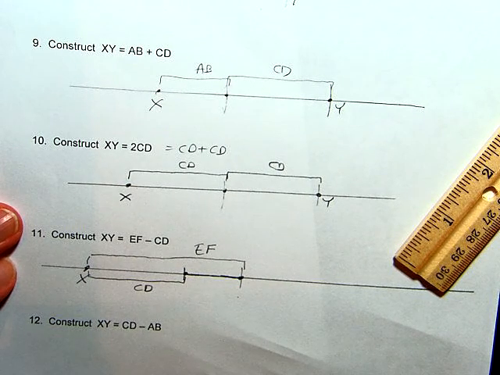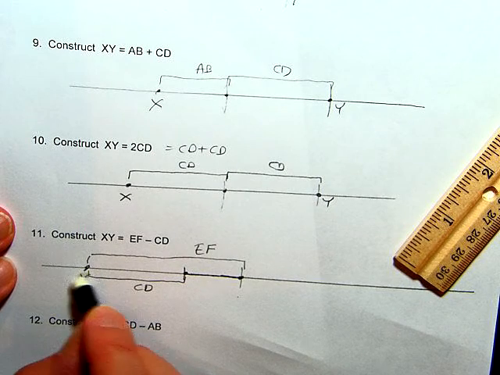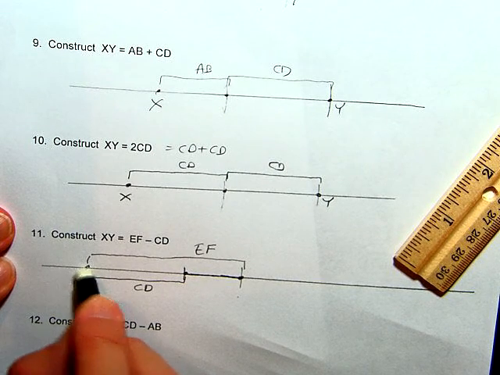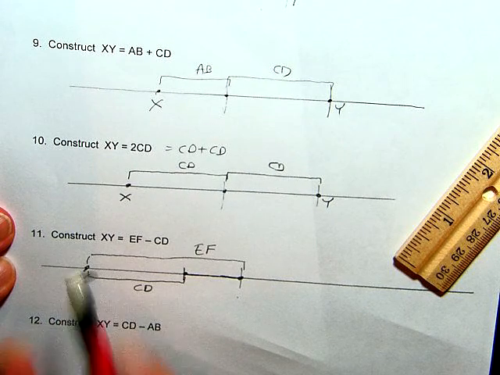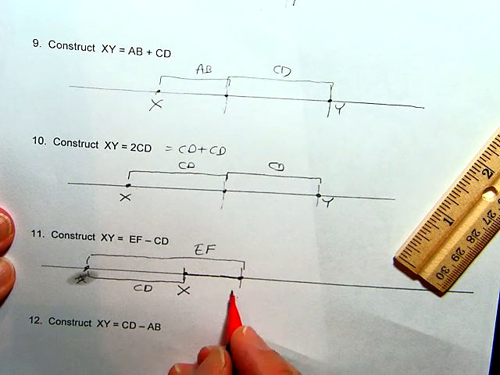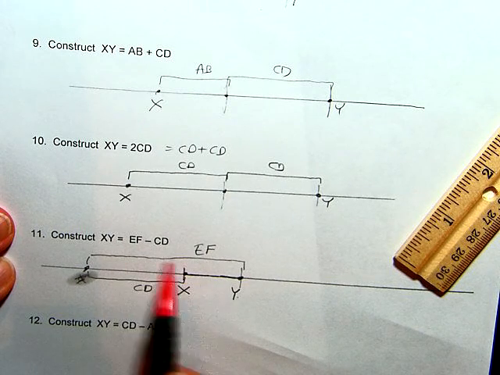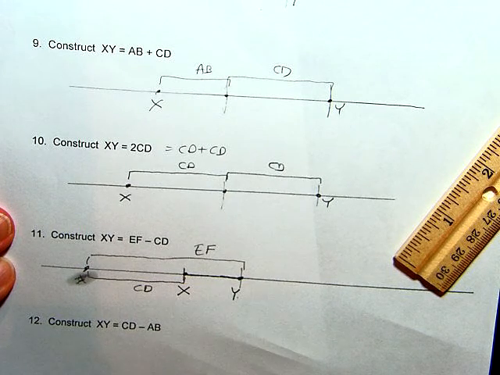So I actually was wrong by labeling this first point X. Okay, it's not the X that we want, so I'm so sorry. Teachers make mistakes too. Okay, I'm going to just erase that X. Pretend I didn't put X there. And we're going to call this X and Y. And that is the difference. That is equal to EF minus CD. Okay. So now we're down to the very, very last one.